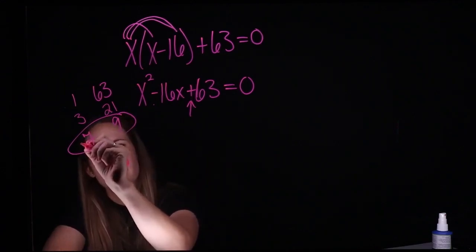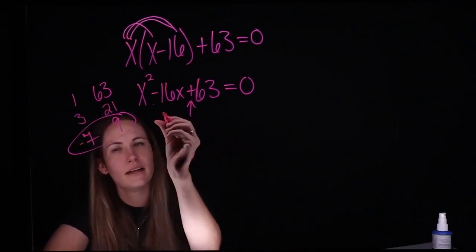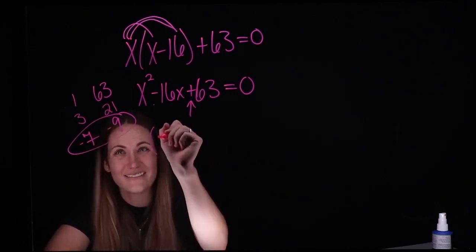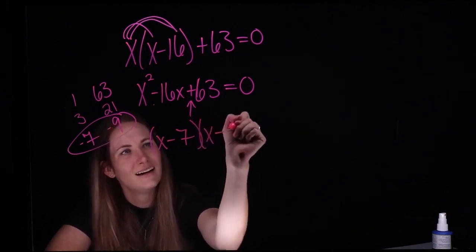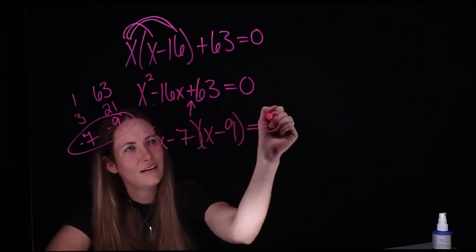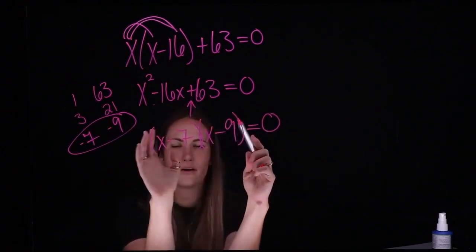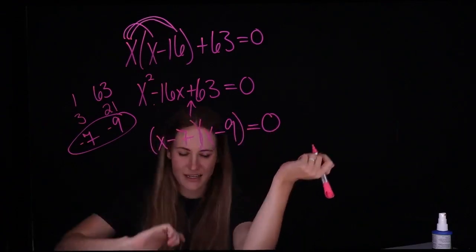But since it's a negative 16, I have to have a negative 7 and a negative 9, because negative 7 subtract 9 is negative 16. And then the negative times the negative would give us our positive 63. So negative 9x subtract 7x would give us our negative 16x.